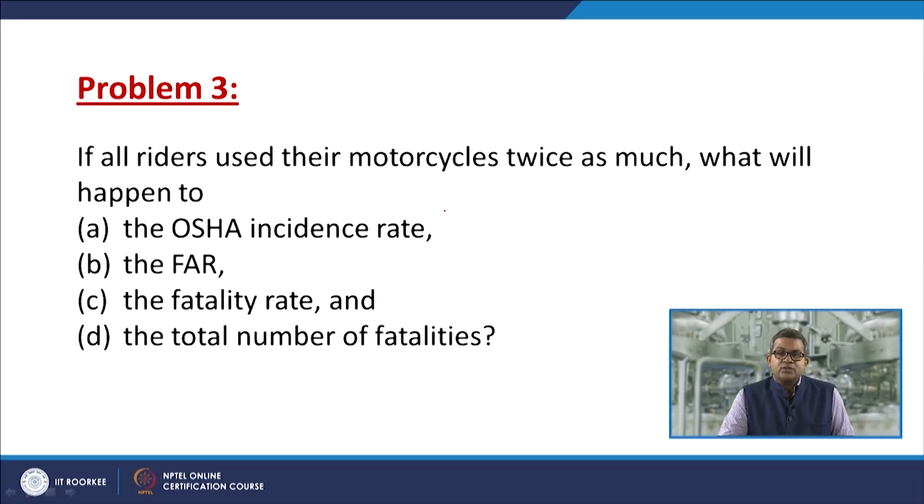Now, let us have problem number 3. This problem says, if all riders used their motorcycles twice as much, what will happen to the OIR? The problem is a bit similar to the previous one. Here the change is that all riders use their motorcycles twice as much, and we ask what will happen to the OIR, FAR, the fatality rate and the total number of fatalities.